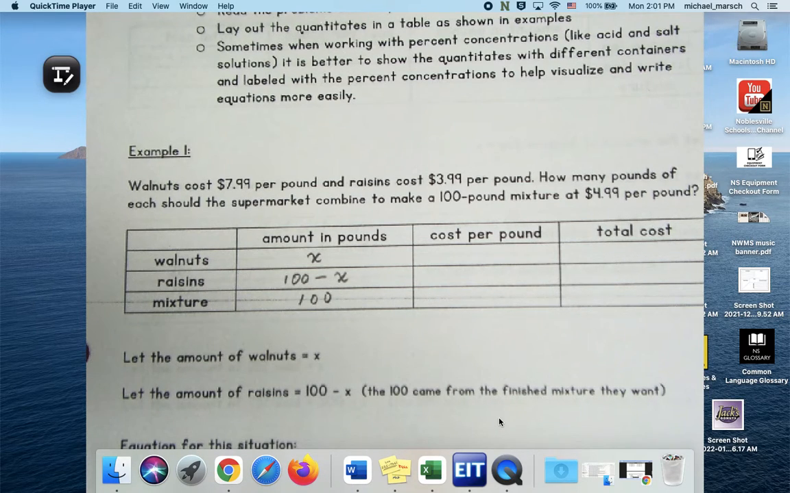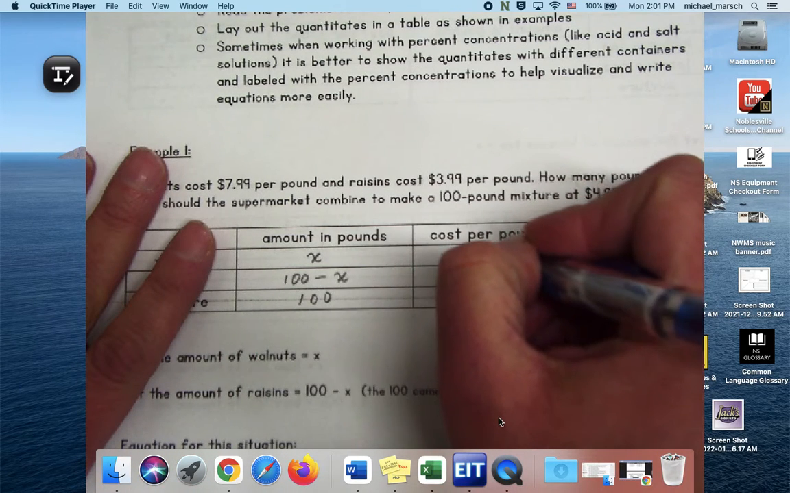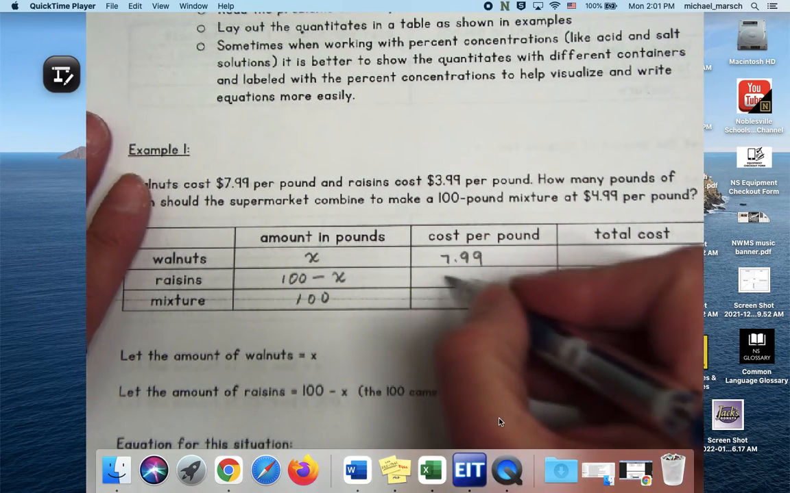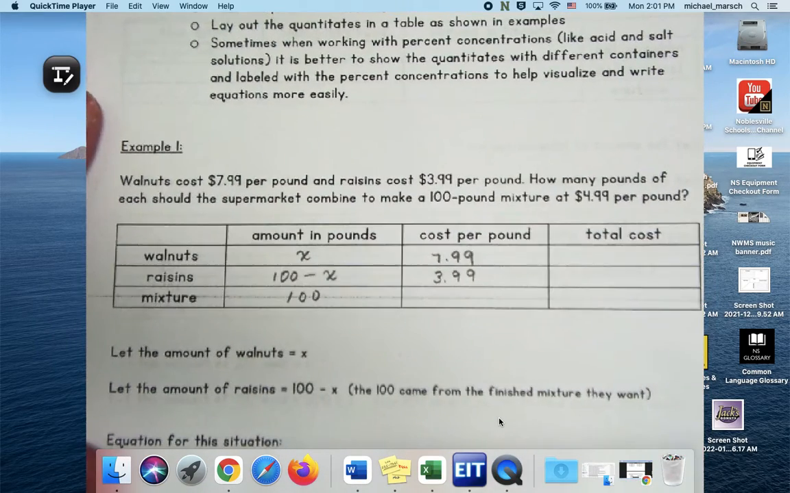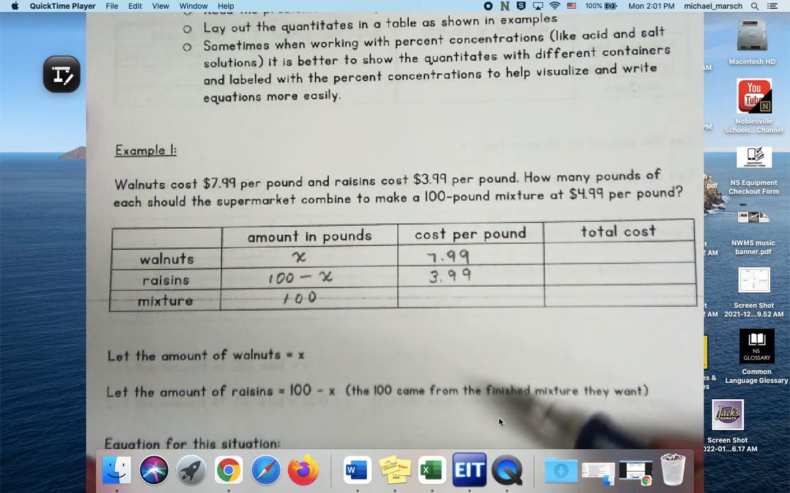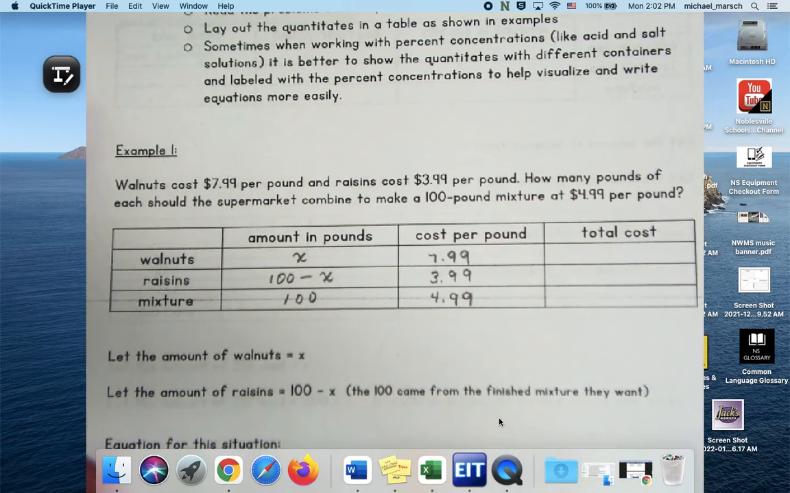How much does it cost per pound of walnuts? $7.99. How much does it cost per pound for raisins? $3.99, right? So far not so bad. We're just taking it and we're organizing it. What do they want the final product to cost per pound? $4.99. Everybody's with me so far, right? We're all on the bus together? Nobody's left behind at the stop? Okay.